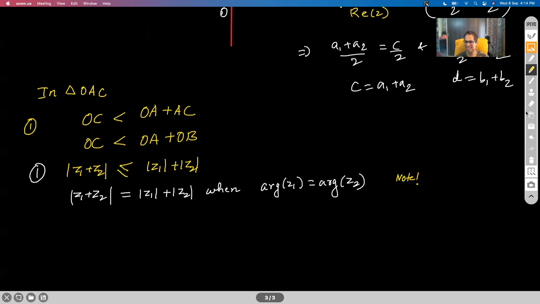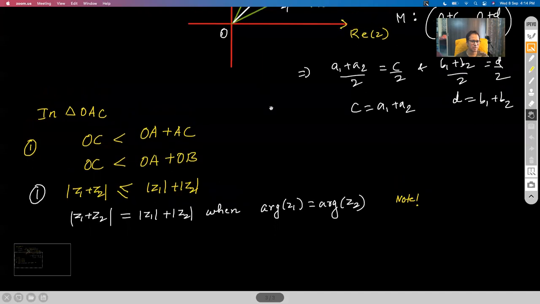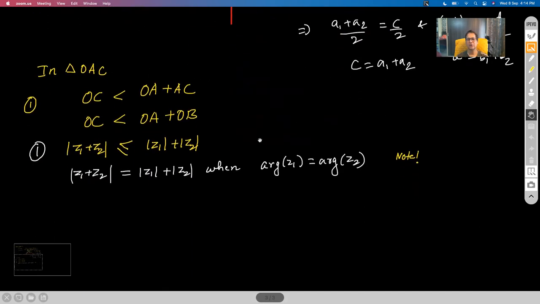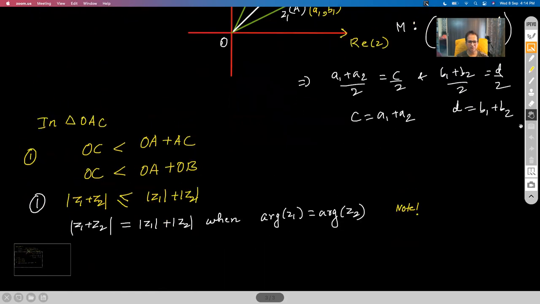Why is it less than? In a triangle, don't we know that the third side is always less than the sum of the other two sides? That is why it is less than, but it could be equal to also, but it will never exceed it for sure. Is it clear, Sethu, now? Okay.